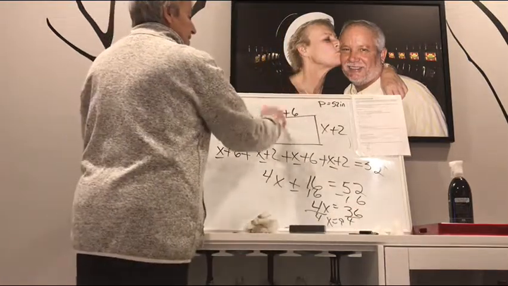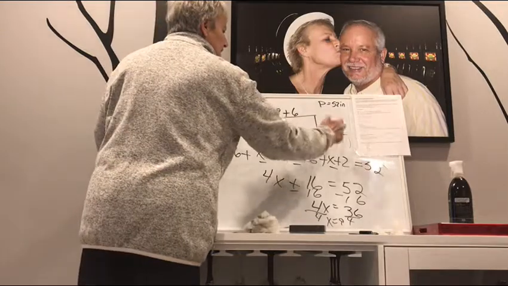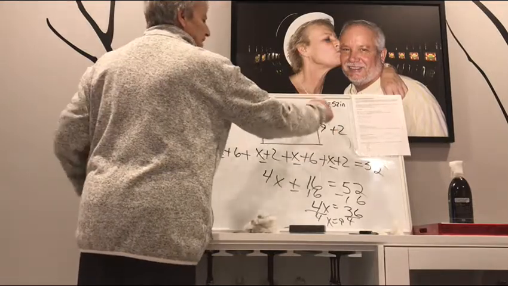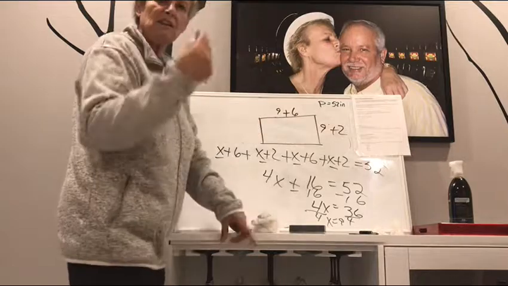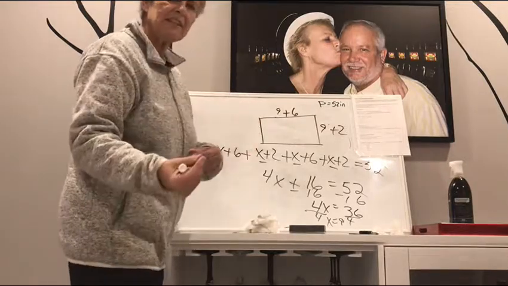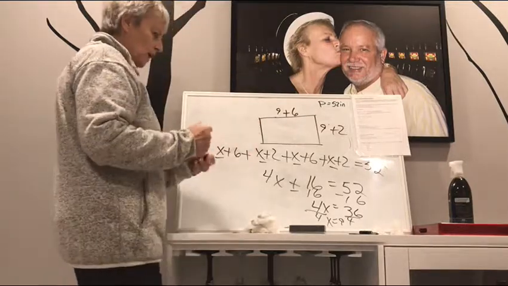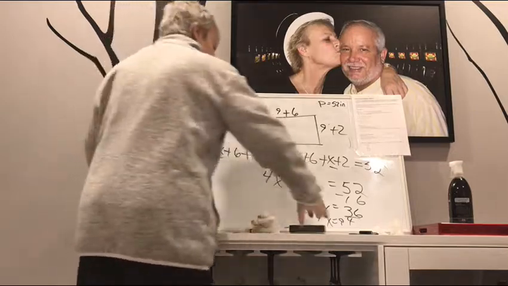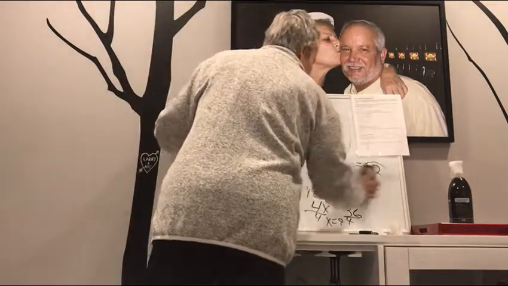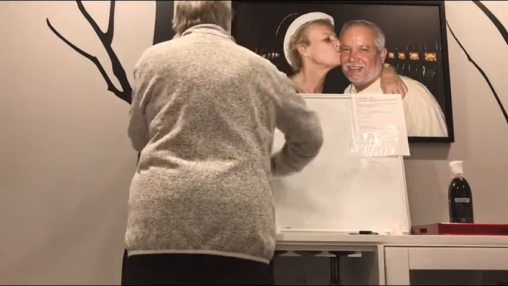Put a 9 here, put a 9 here. This is 15, this is 11. 15 plus 11 plus 15 plus 11 is 52. So I know I have the right answer. And bottom line is you're just going to be adding like terms.